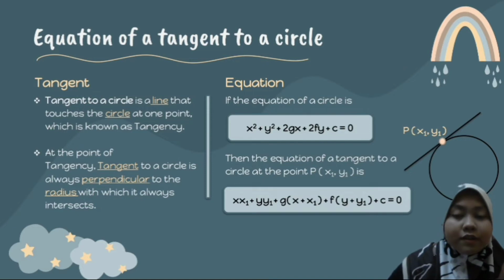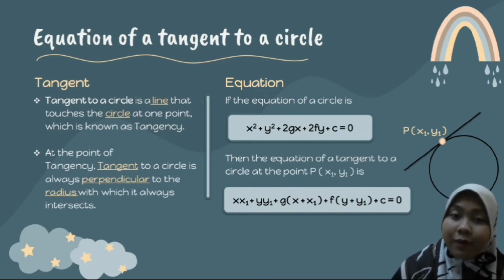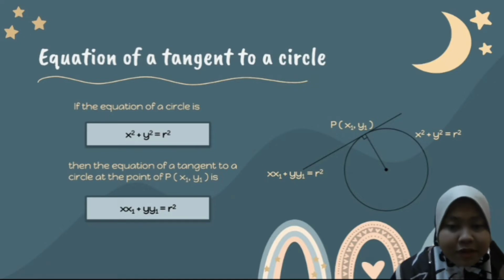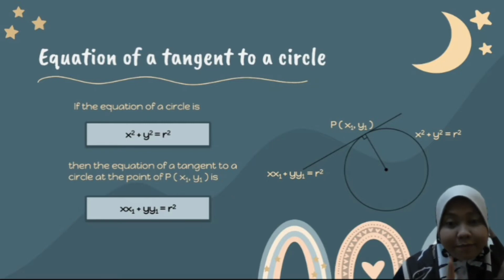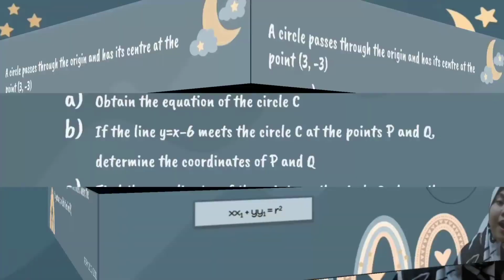If the equation of a circle is x squared plus y squared plus 2gx plus 2fy plus c equals 0, then the equation of a tangent to the circle at the point P(x1, y1) is x x1 plus y y1 plus g(x plus x1) plus f(y plus y1) plus c equals 0. Otherwise, if the equation of a circle is x squared plus y squared equals r squared, then the equation of a tangent to the circle at the point P(x1, y1) is x x1 plus y y1 equals r squared.